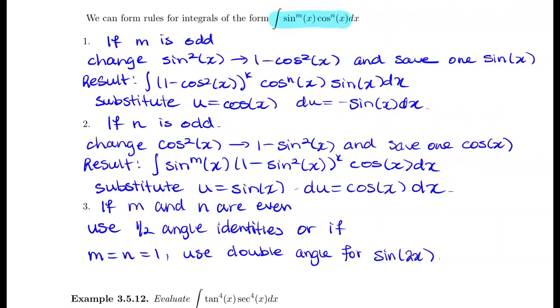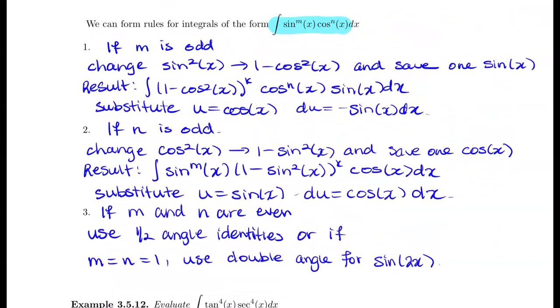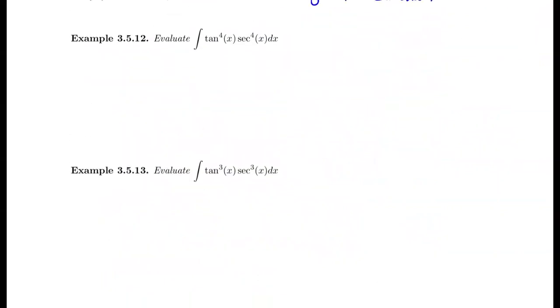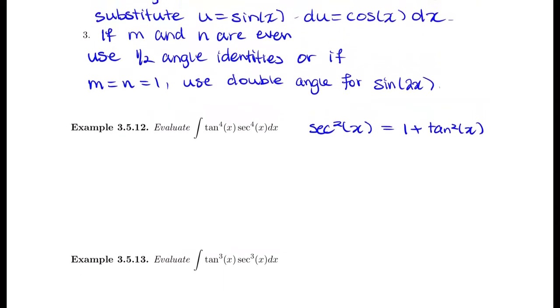All right. So now let's have a look at what we could do with the tan and the secant now, because they have similar relationships with each other. So for the tan, let's say we have tan to the fourth of x and secant to the fourth of x. So let's recall that secant squared of x is also the same as 1 plus tan squared of x. Right? So let's go ahead and do a substitution or put that in.